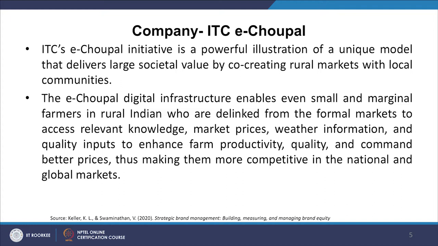On the other side, purchasing whatever they were producing with a different kind of a price backend, utilizing it for different kinds of manufacturing they were doing in terms of several products which they started producing. Bingo is one of the most popular products, and several other products. Sunfeast, I think, is again a very popular product, and so on.